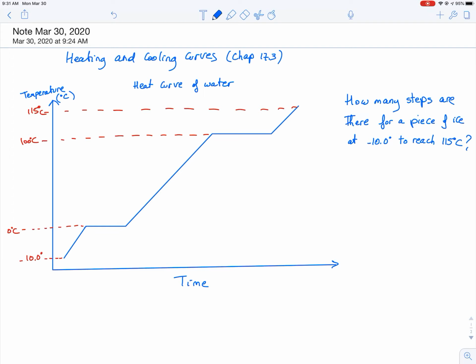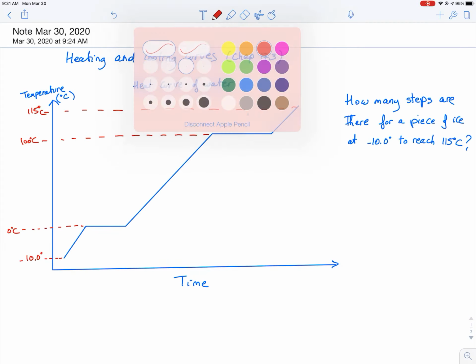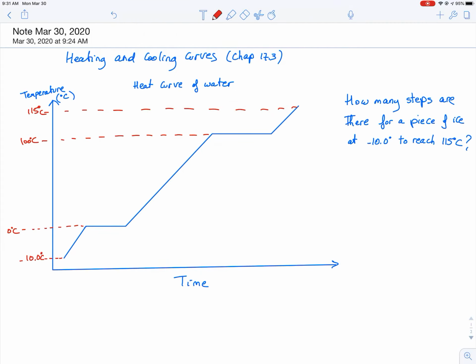All right. So looking at this, at negative 10 degrees Celsius, what state of matter do we have? Well, we have a solid, right? And then this solid is going to increase in temperature until it reaches 0 degrees Celsius. So you have ice here. So I'm going to label this my first step. And this is my solid.